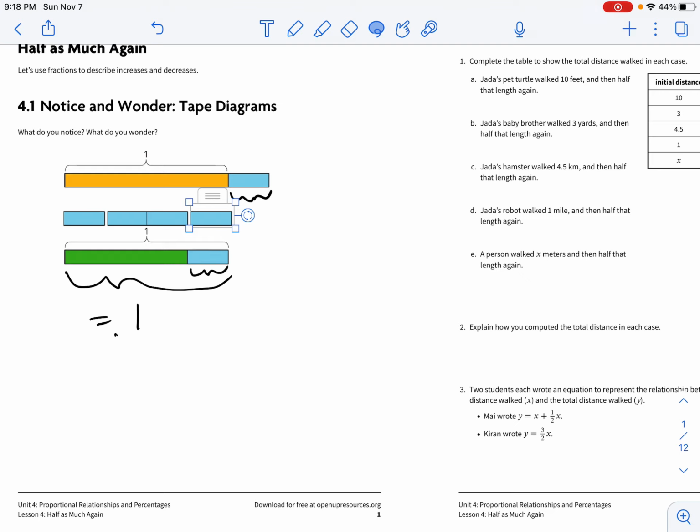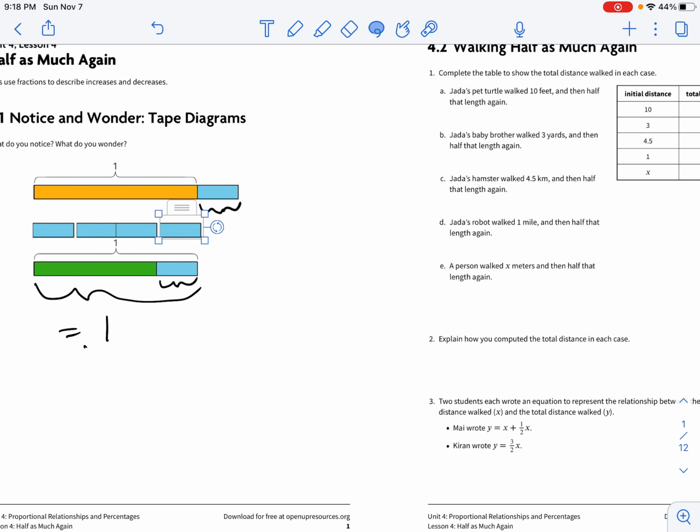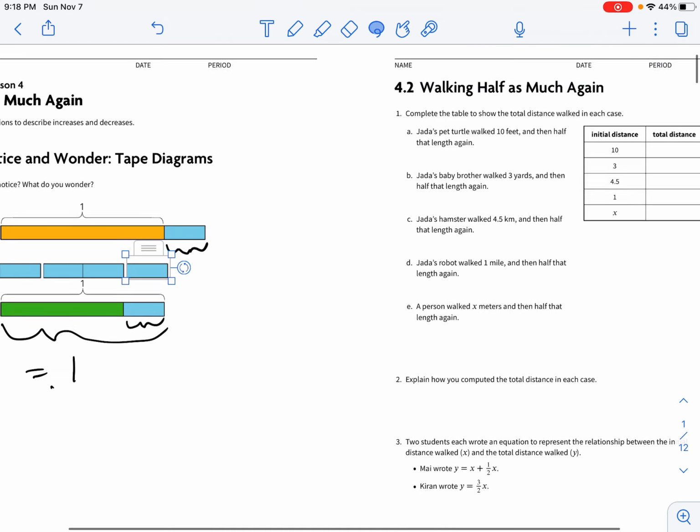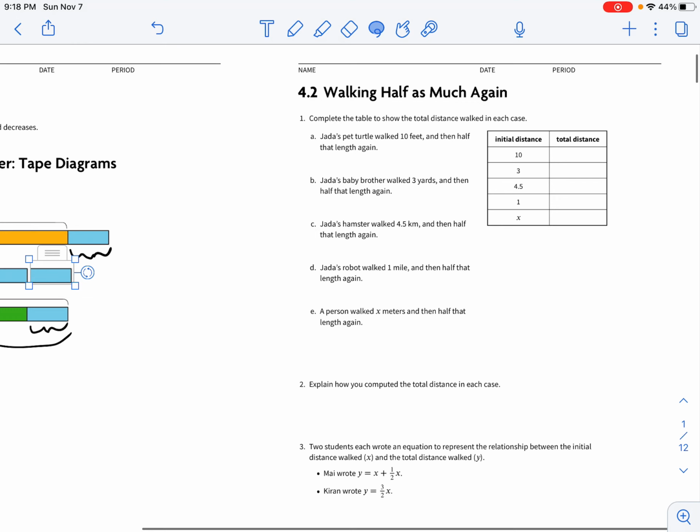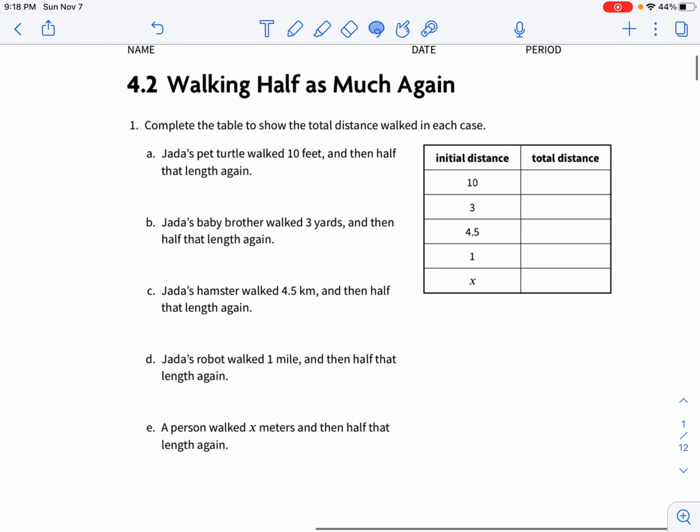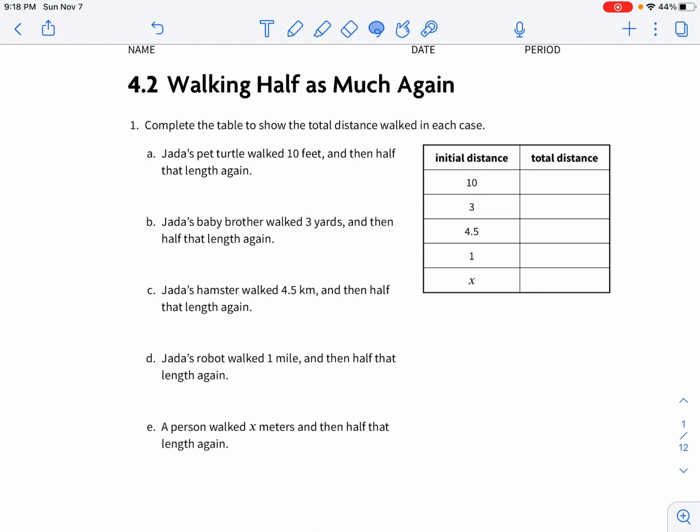What are the dimensions? We know this is 1. So you can measure and find out what the dimension of the other one is compared to that. But just getting used to looking at what something that we increased by a certain amount looks like in a tape diagram. Okay, so next, thinking about those tape diagrams, how it might look for these situations.